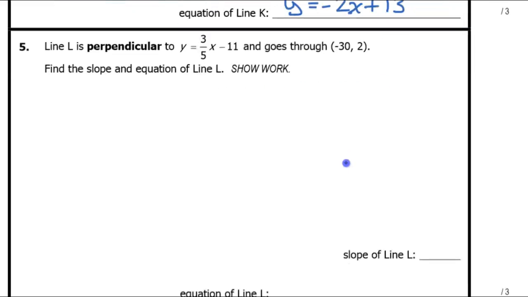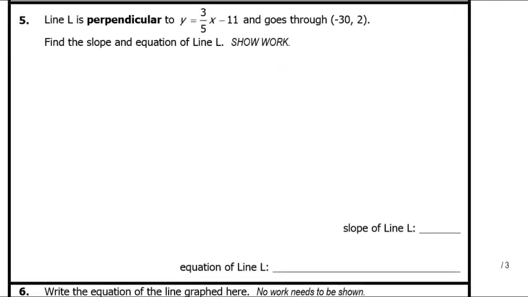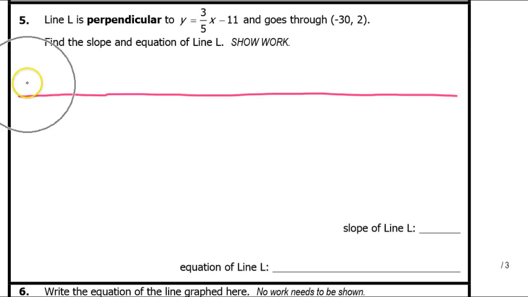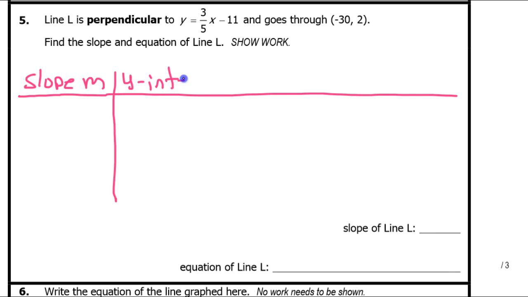Okay, let's move on to problem number 5. Okay, they gave us the equation of a perpendicular line and a point. So I'm going to do the same thing again. I'm going to make this chart. So I'm going to find slope m. I'm going to find the y-intercept b, and I'm going to write the equation.